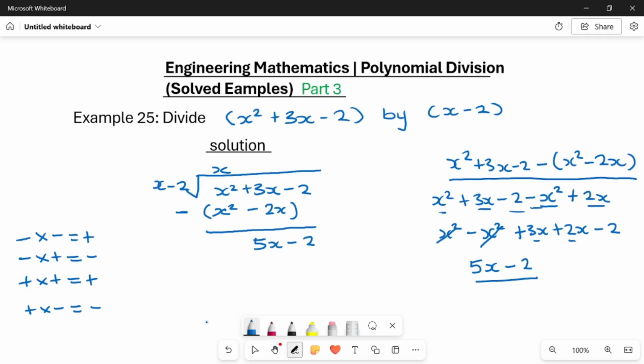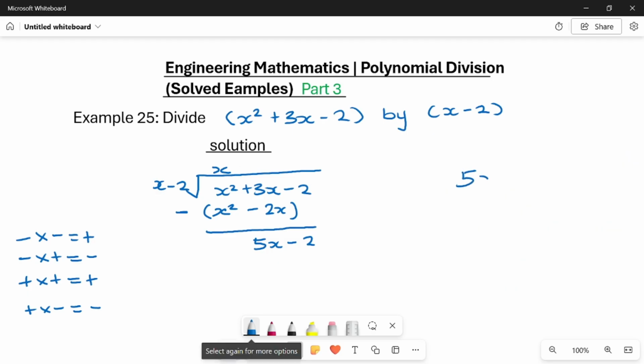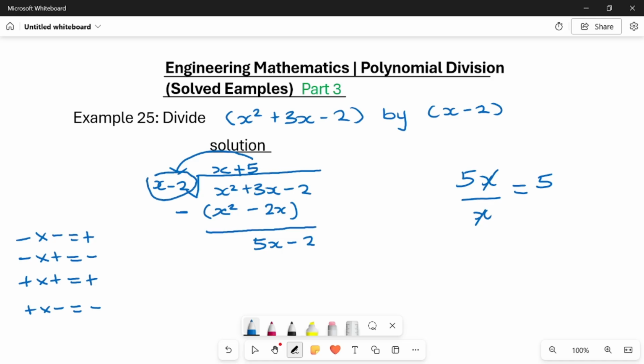So the next step is to use this 5x to divide x. Your answer, you write it here. So let's do that. We have 5x divided by x, which will give us 5, because x will cancel out. So we did 5x divided by x to get 5. So now we use this 5 to multiply everything here again. You see how the process is repeating.